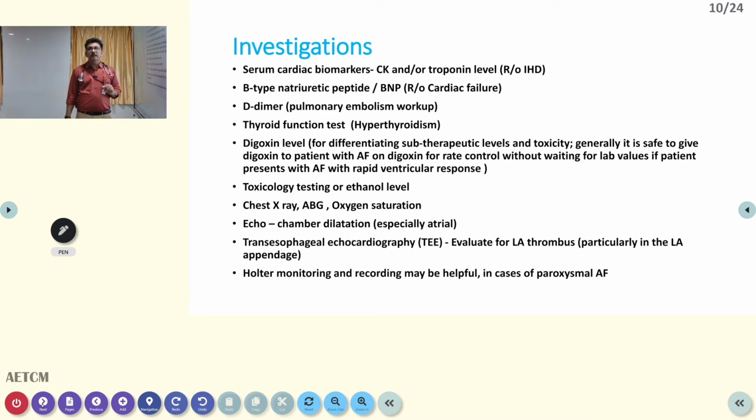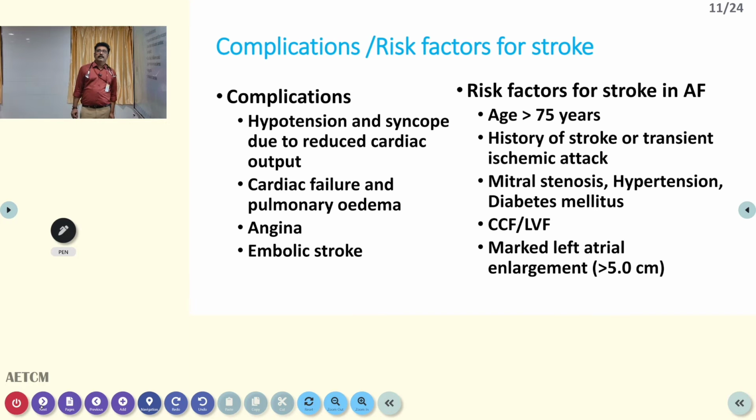Echo is mainly done to see whether the chamber is dilated, or you can sometimes see the thrombus in the atrium. For that, trans-esophageal echo will be better. Then Holter monitoring should be done in paroxysmal or subclinical AF. In that, you can pick up the atrial fibrillation.